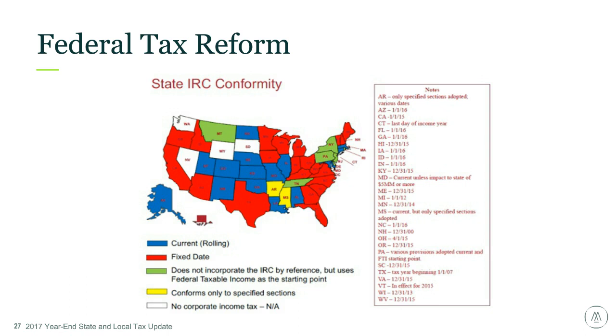Just, Mark, real quick, for people there, the states in blue are those that automatically follow. The states in red are as of a fixed date. Yes. So just some examples of what we could see happen with the changes to the tax code and how that might impact the states.